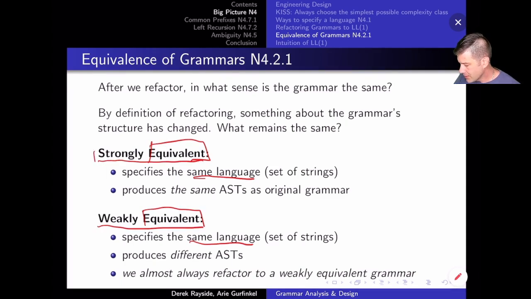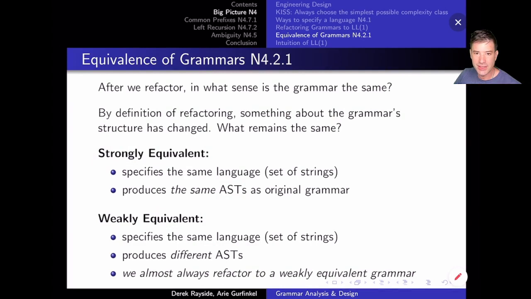Grammars are strongly equivalent if also the abstract syntax trees are exactly the same, and they're weakly equivalent if the abstract syntax trees are different. So how we parse things could be different, the parse trees could be different, and then the grammars are weakly equivalent. Otherwise, they're strongly equivalent. The kind of refactoring that we're going to do here will mostly focus on weakly equivalent, because that's actually how we're going to turn the grammar to be LL1. The way things will be parsed will be different. We'll see this in a bit.